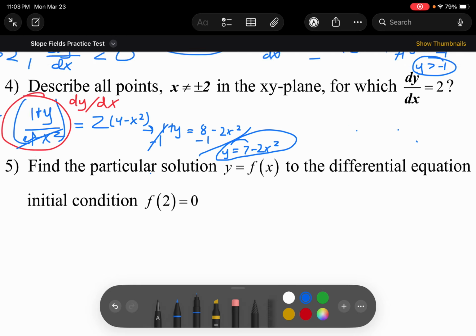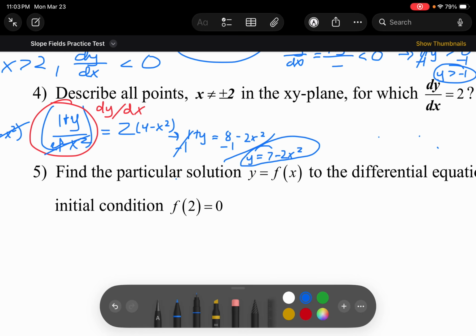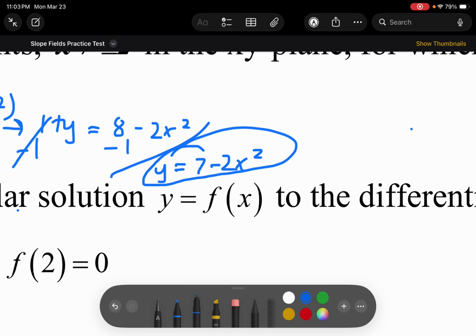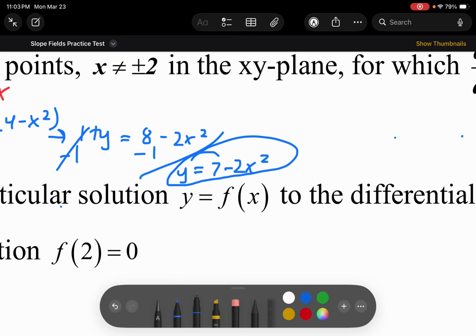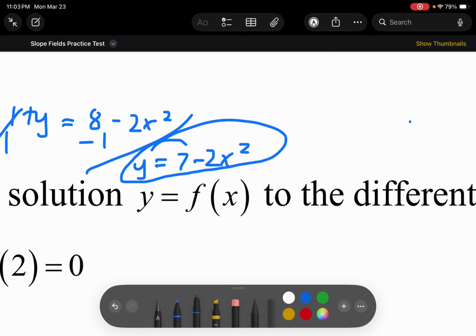So this concludes question 4. What this question was basically asking you is that from all the points where x is not equal to plus or minus 2 in the xy plane, for the slope is equal to 2. So using this, this is a y equals mx plus b. This gives you a linear that gives you a slope of 2.